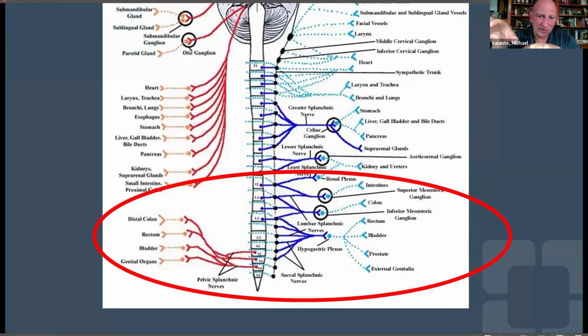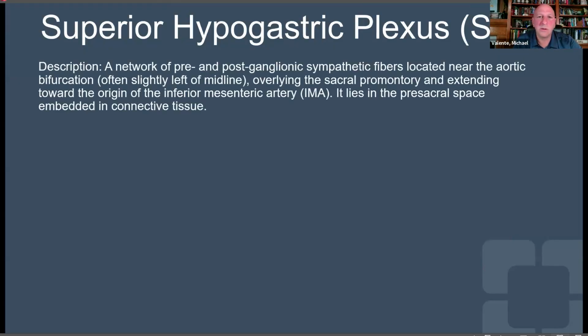We got the lumbar splanchnic nerves, hypogastric plexus, sacral plexus. Then we got the pelvic splanchnic nerves from S2, 3, and 4 on this side. So we got the autonomic nervous system, parasympathetics, sympathetics. Here we have the enteric nervous system when we talk about defecation. So there's a lot of stuff to talk about. So these are just written down for your use when you read this later on.